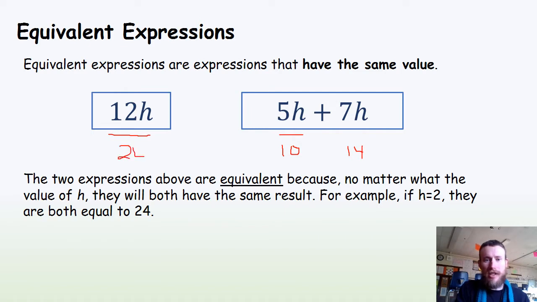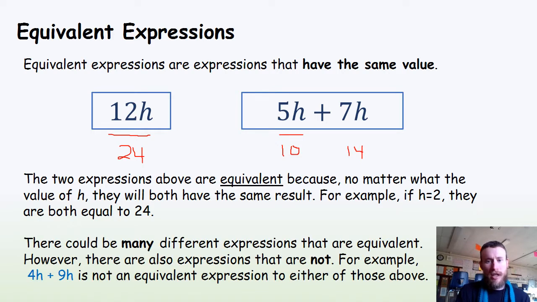So again, we would have 24 if we add those two together. So you can kind of see, we don't always check using a value, but we kind of know that these are going to be equivalent, which we'll see in a second, why 12h is equivalent to 5h plus 7h. There could be a lot of different expressions that are equivalent, not just two like this one. There's an infinite number of expressions that are equivalent, but also there's a lot of expressions that are not going to be equivalent.